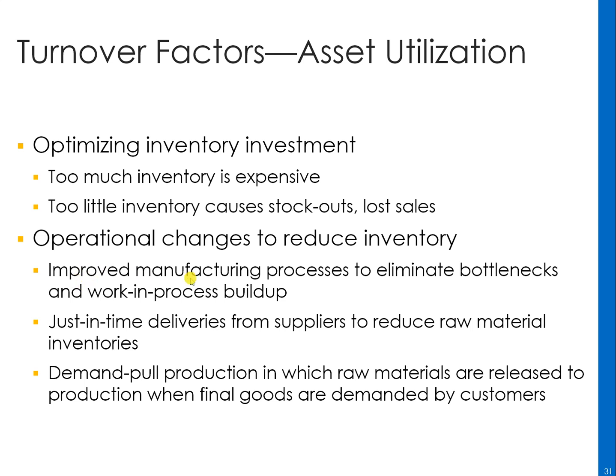For example, you can improve the manufacturing process to eliminate bottlenecks and work-in-process build-up. In other words, you're going to streamline your production and manufacturing process. There are certain procedures that are going to be a bottleneck, so everything will stop there or build up in that process. Those are the processes we want to streamline.